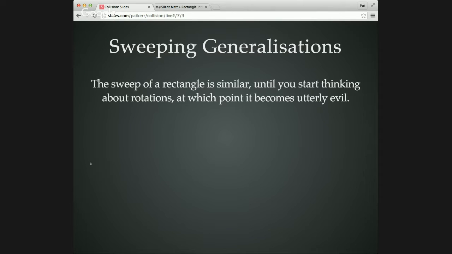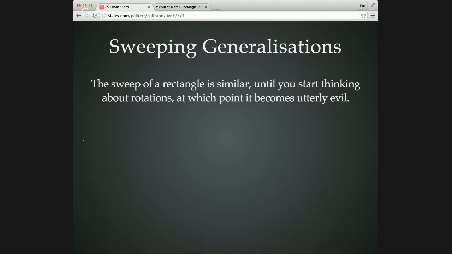Sweeping a rectangle: if you just translate a rectangle, you get a sort of weird square-edged sausage thing. You can just imagine in your head what it would look like, until you start thinking about rotations, at which point it just becomes horrible. Imagine rotating rectangles, which of course you've got in things like a spaceship game. Your spaceship might have rectangle collision, but it can also rotate, as it does in Asteroids.